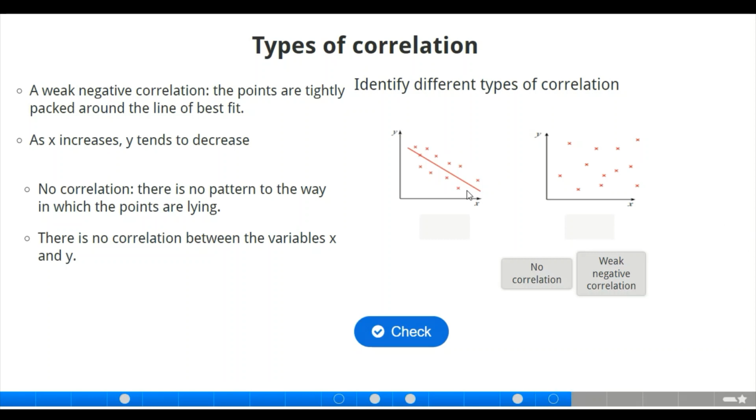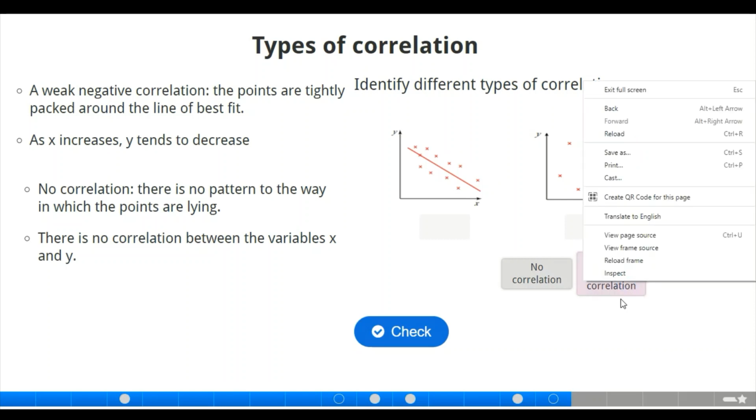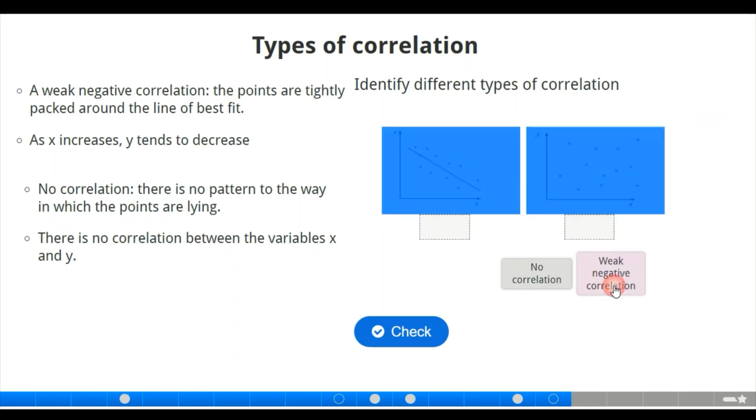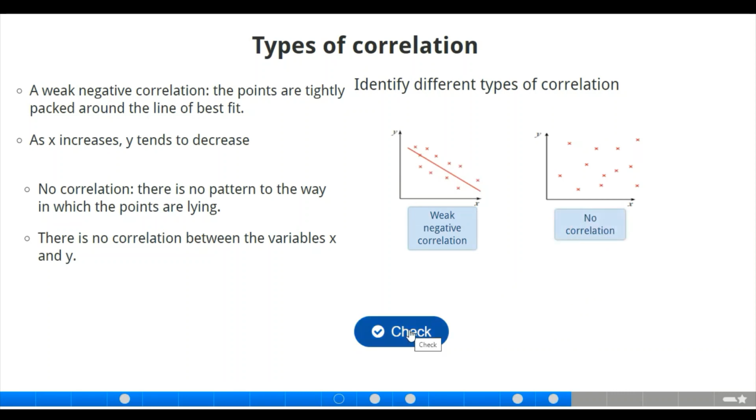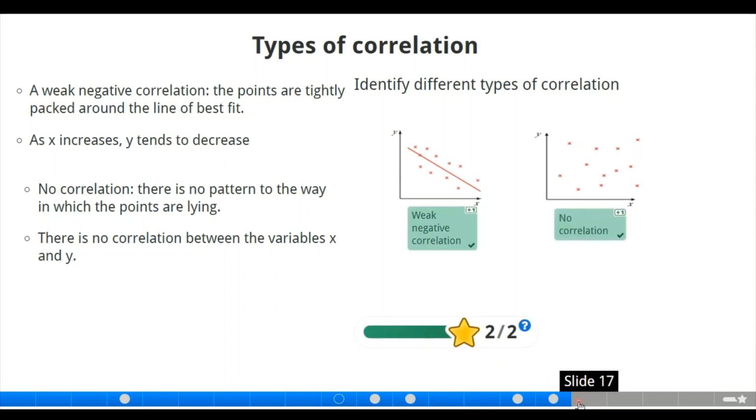So from here, let's look at it. I think it should be weak negative correlation because as x increases, y tends to decrease. So this is weak negative correlation. And so definitely this one is no correlation, because there is no relationship between the variables x and y.